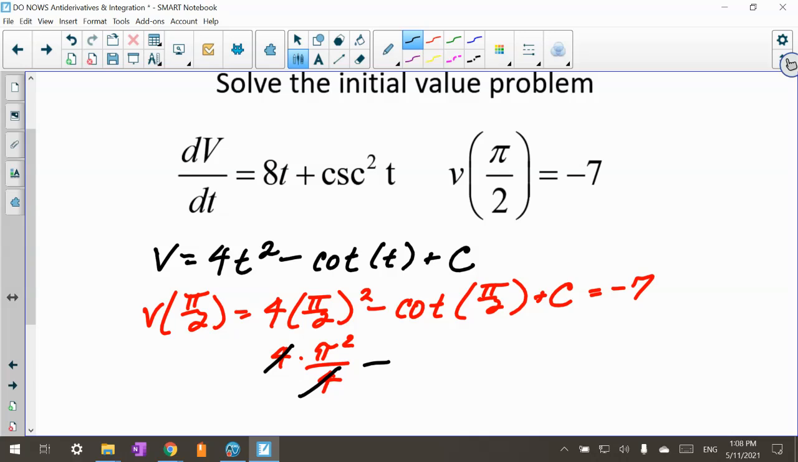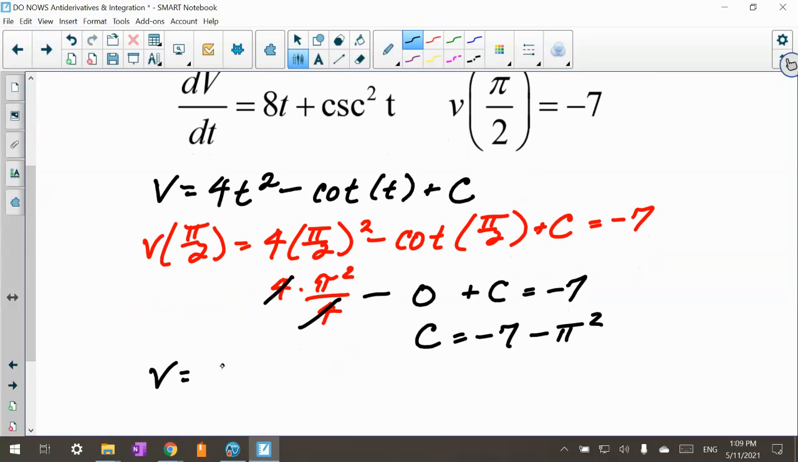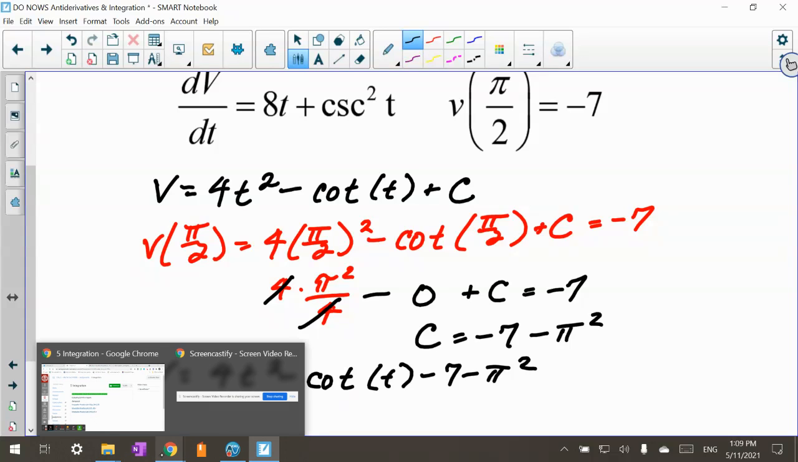Well, if you do the tangent of pi over 2, I know it's undefined, which means it's divided by 0. So if I do the reciprocal of that, that's just going to be 0 plus c equals negative 7. So when I solve for c, I have c equals negative 7 minus pi squared, which is a constant. I know it's not pretty. So v is going to be 4t squared minus the cotangent of t minus 7 minus pi squared. That is my original function. So I hope this helped a little bit, and I'll see you in class.